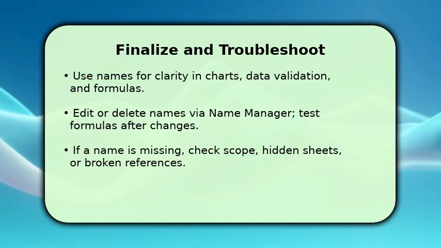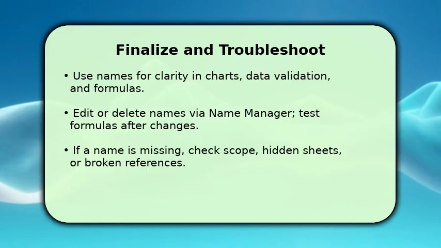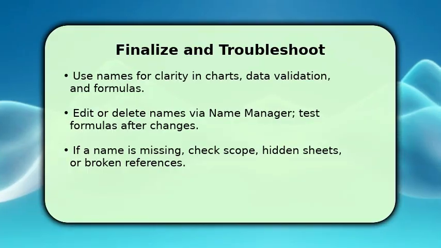If something goes wrong, open Name Manager and verify the name's scope and reference. Hidden sheets or deleted rows often break ranges. One quick fix is redefining the range or changing scope to workbook.